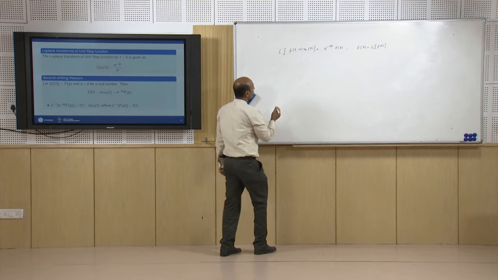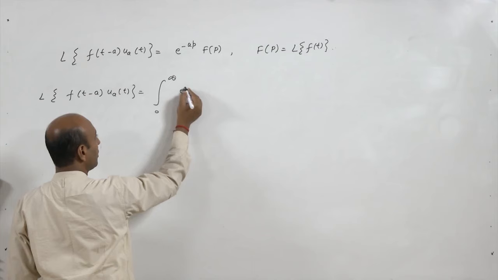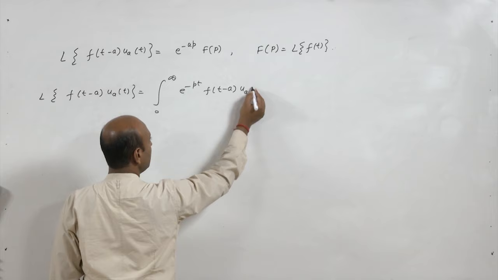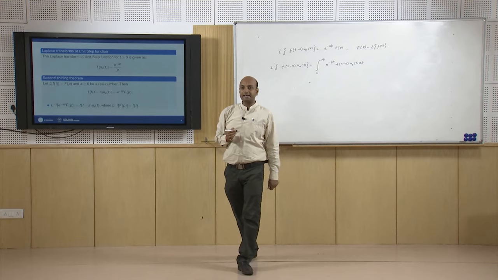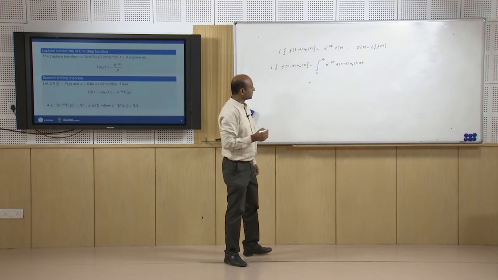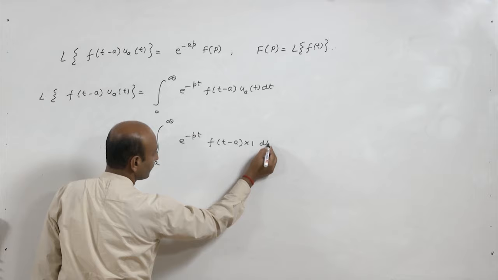So, how to prove this? The proof is quite simple. This can be written as the integral from 0 to infinity of e to the power minus p t f(t minus a) u_a(t) dt. Now, when t is greater than a, u_a(t) is 1, and when t is less than a, u_a(t) is 0, by the definition of the unit step function. So, this is the integral from a to infinity of e to the power minus p t f(t minus a) into 1, because from 0 to a, u_a(t) is 0. So, that value is 0.